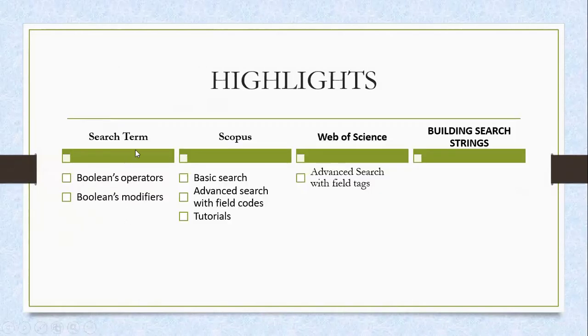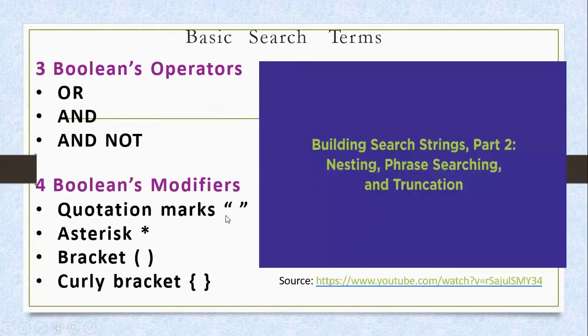You need to understand that there are search terms like Boolean operators and Boolean modifiers. In Scopus, you have options like basic search and advanced search, or tutorials. In the case of Web of Science, you have advanced search with field tags. So we are using Scopus. We may have basic search techniques and advanced search techniques. And today we are discussing advanced search techniques using the keywords.